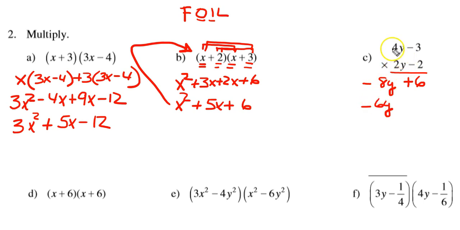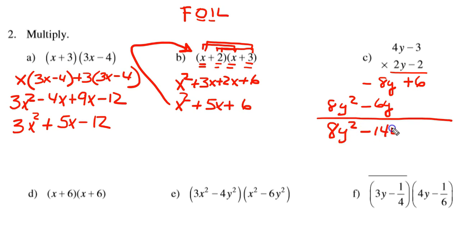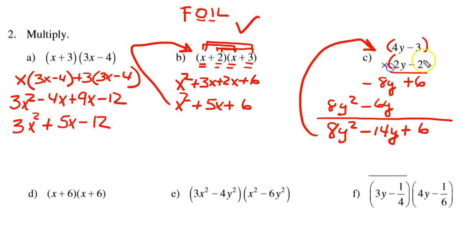And then 2y times 4y is 8y squared. Now we draw our line and just add them all up. 8y squared minus 14y plus 6. So, in a sense, there are three ways to do a binomial by a binomial. But this is the way we want to feature, because it's so useful when you're trying to factor this into its binomial factors.